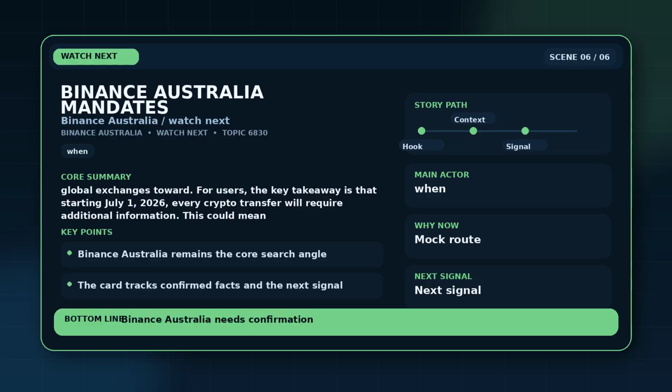For users, the key takeaway is that starting July 1, 2026, every crypto transfer will require additional information. This could mean slower transaction processing and more user verification steps. The uncertainty lies in how smoothly these changes will be implemented and how users will adapt. The next signal to watch is whether other exchanges in Australia follow a similar compliance path, and whether user feedback leads to any adjustments in the rollout timeline or process.